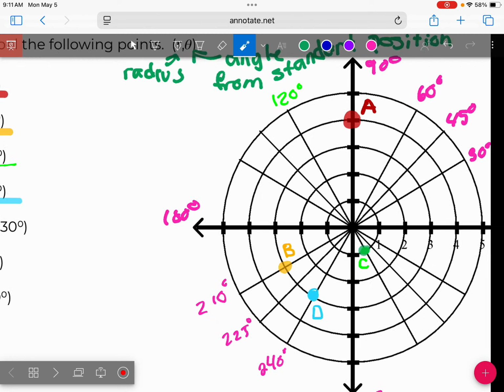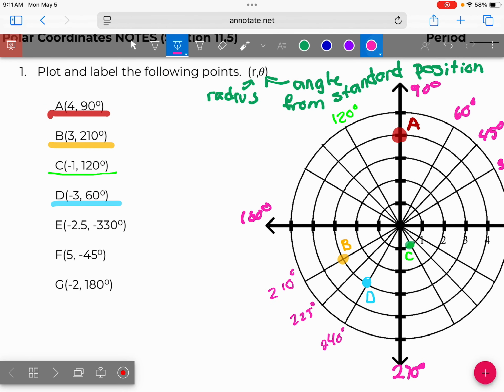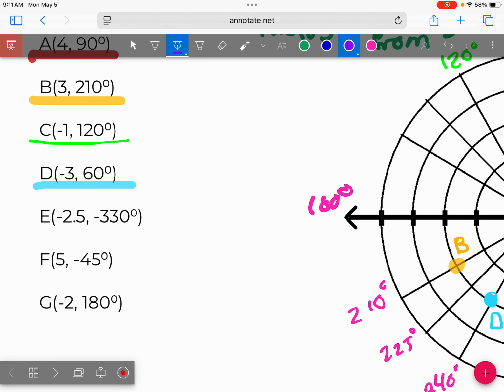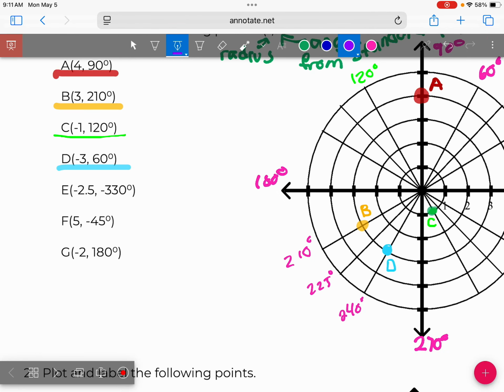Radius of -2.5. With negative angles, if it helps, you can rewrite it with a coterminal. So sometimes on these ones, it's easier to think of it as our radius of -2.5. And if I want the positive angle that gets me to -330, that would be a positive 30 degrees. So if I want to go -330, that's going to get me all the way over to here.